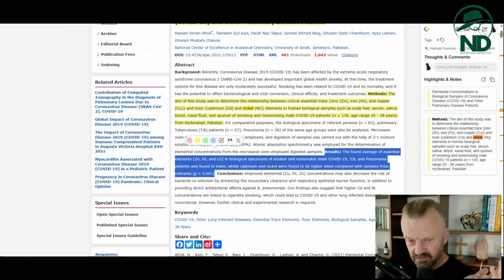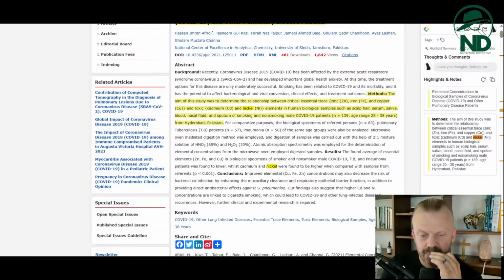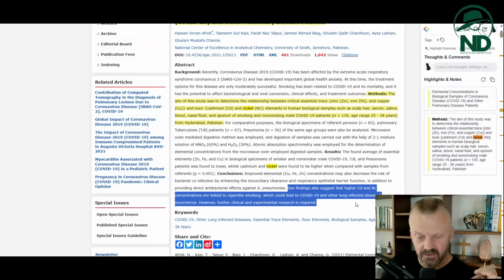What does zinc help detox? Cadmium and nickel. Wow, they found lower zinc, higher cadmium, and higher nickel. Zinc also helps you fix your iron levels too. So anyway, our findings also suggest that higher cadmium and nickel concentrations are linked to cigarette smoking, which could lead to COOF and other lung-infected disease recurrences.